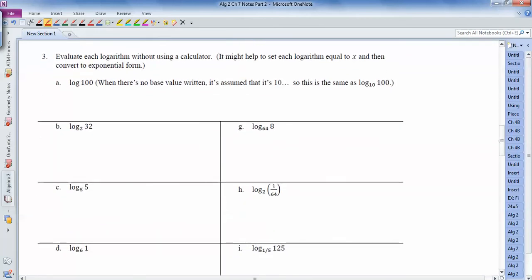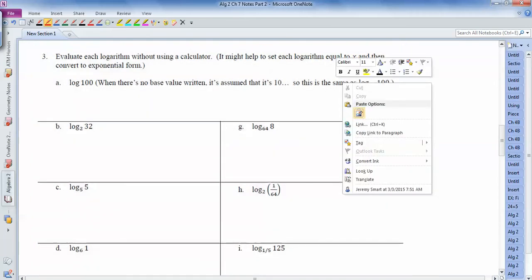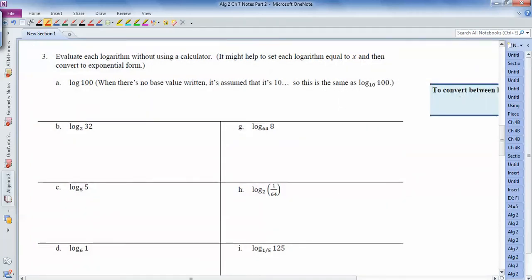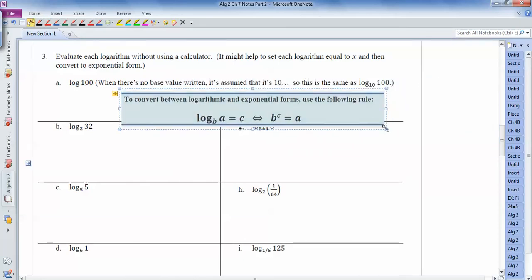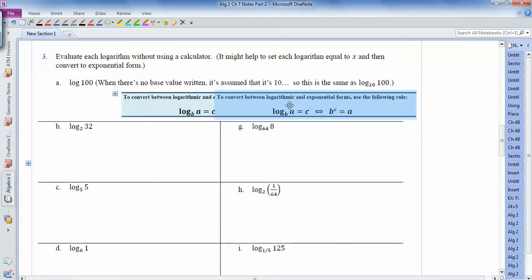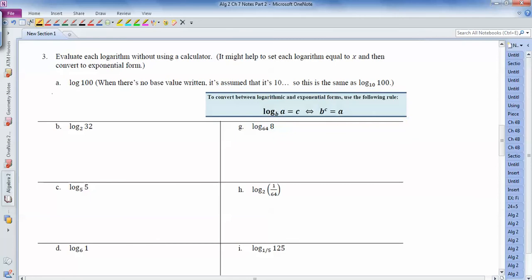So evaluate each log without using a calculator. So the first one is log 100. And remember, that's the same thing as log base 10 of 100. When you can't use a calculator to do these, sometimes it's useful to set that equal to x and then rearrange it so it's in this form. So in that form, the base is 10, the b is 10, the c is x, and the a is 100. And then you look at this and see if you can figure out what it is.